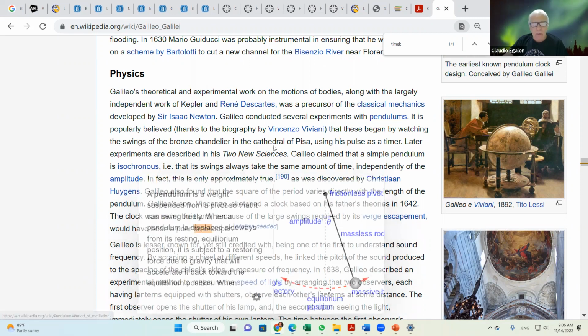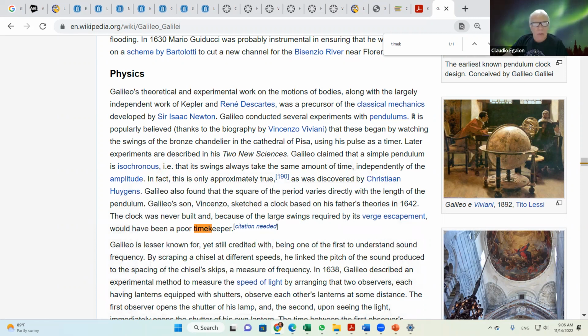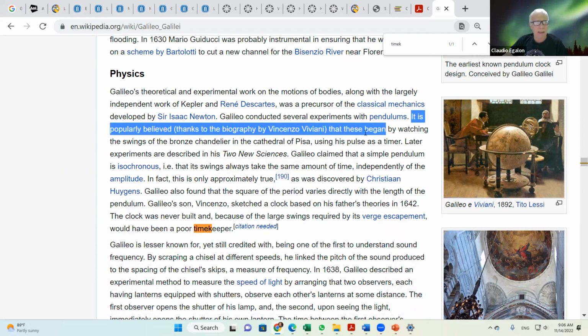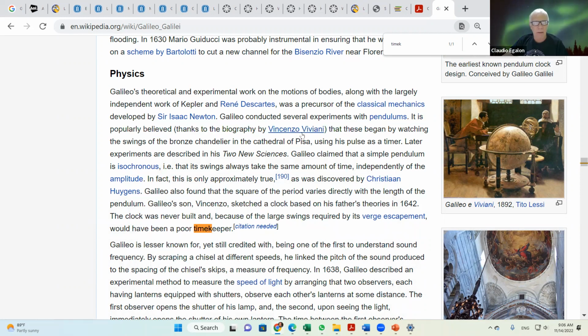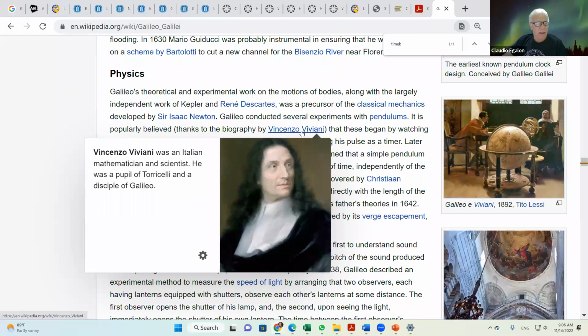Here is the story. It's popularly believed, thanks to the biography by Vincenzo Viviani. Who is Vincenzo Viviani? He was a disciple of Galileo. Vincenzo Viviani was an Italian mathematician and scientist, a pupil of Torricelli and disciple of Galileo Galilei.